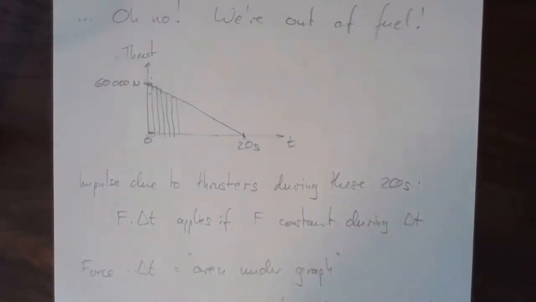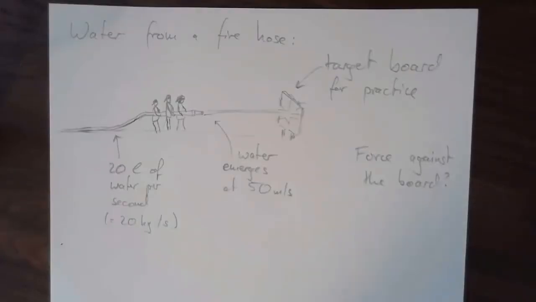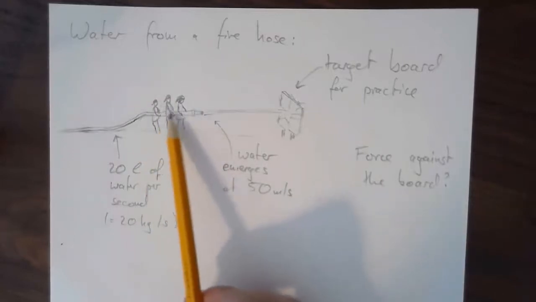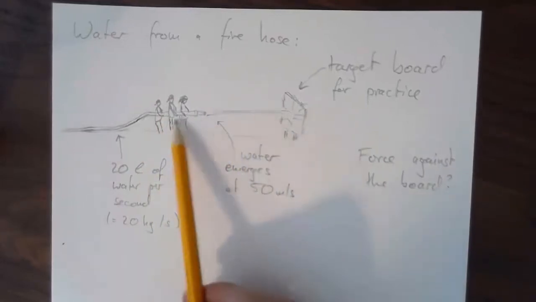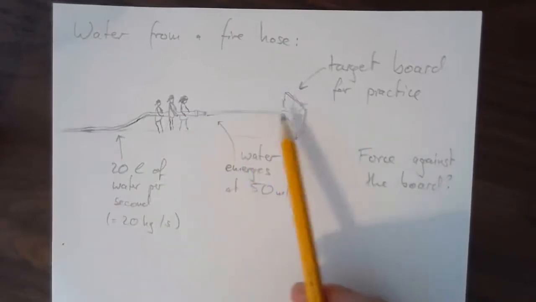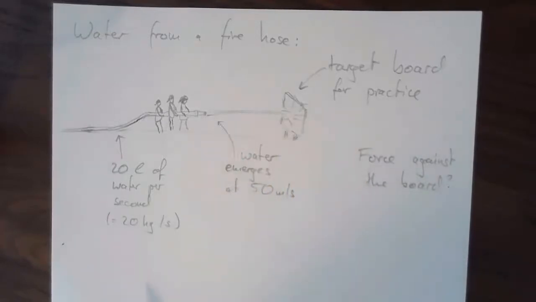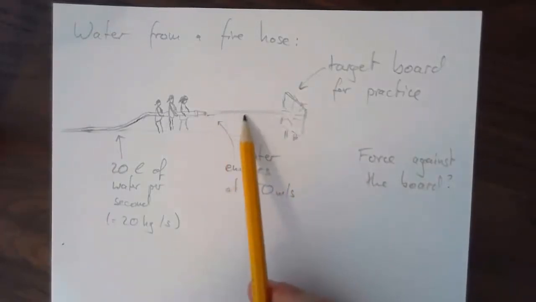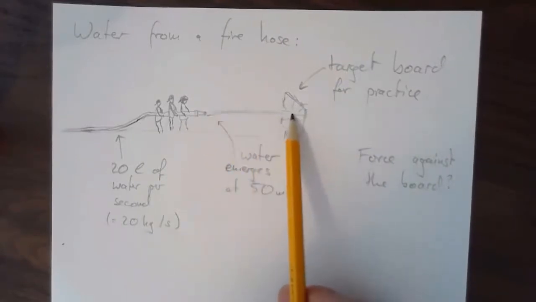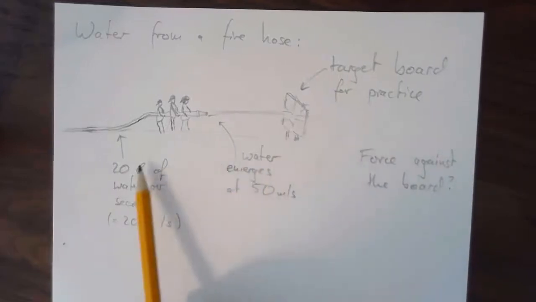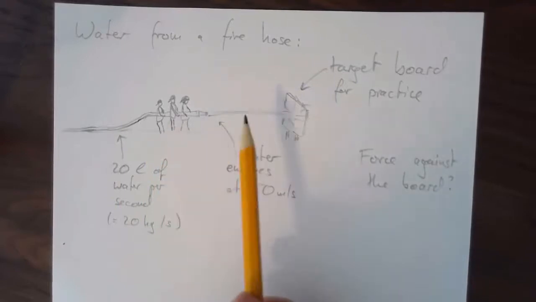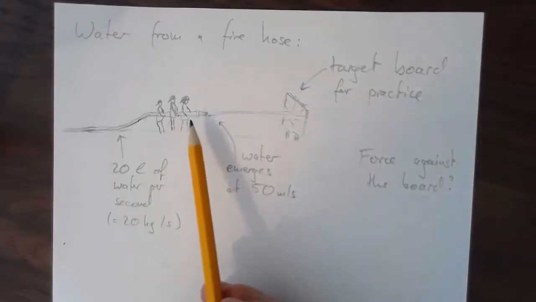Here's the final example I want to look at. Imagine there is a fire hose and there are 3 firemen and women holding it, spraying water against some kind of board, maybe for target practice. I don't really care about air resistance, which might slow down the water, or gravity. I'm just saying they're fairly close to it, so the water just hits it right there. Let's say 20 liters of water come out every second, so it's 20 kilograms of water per second.